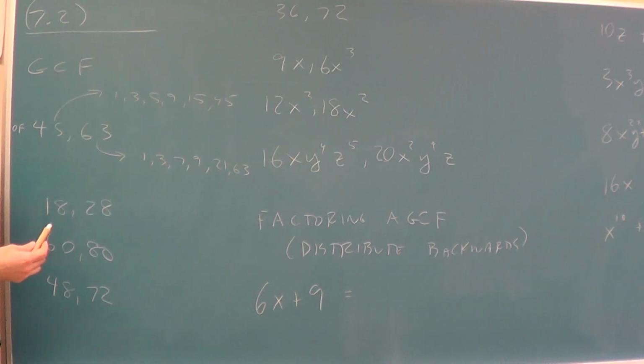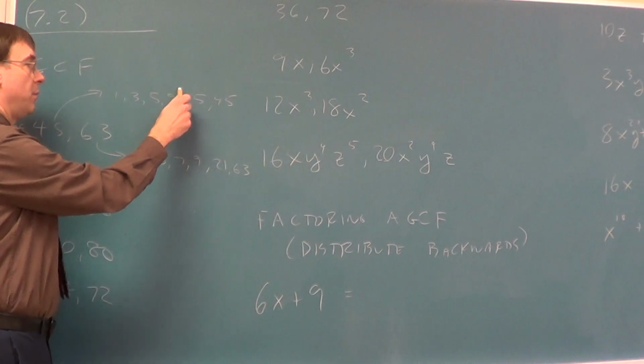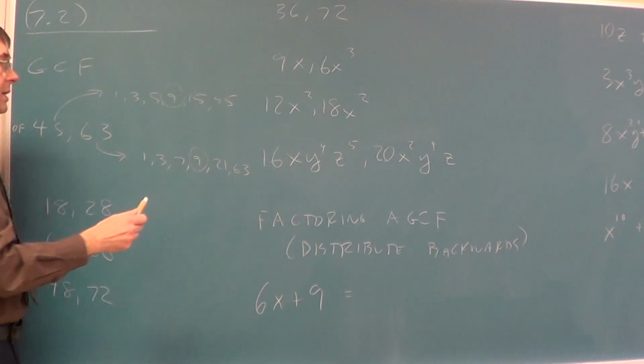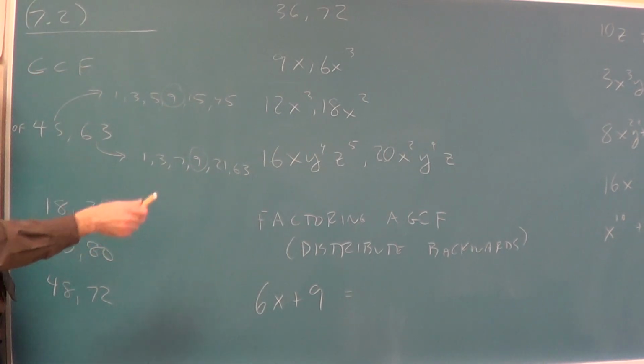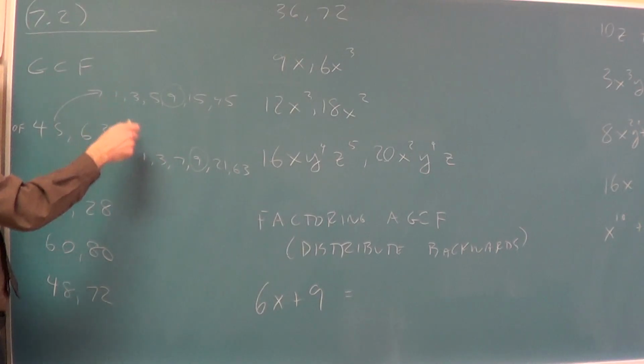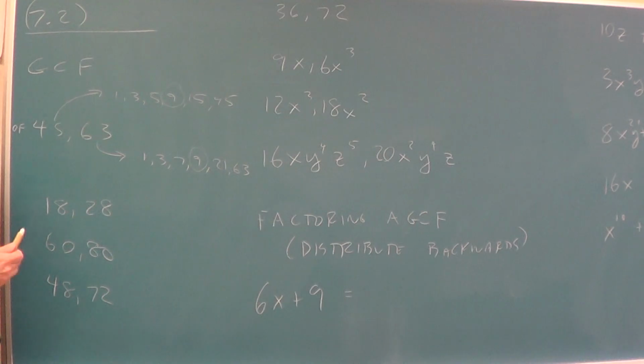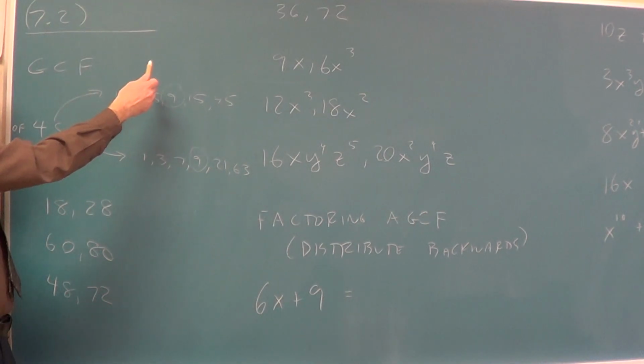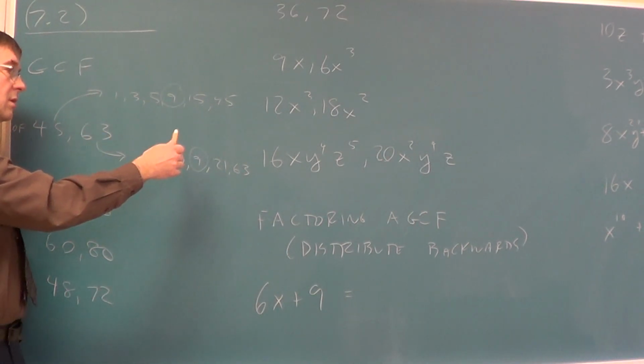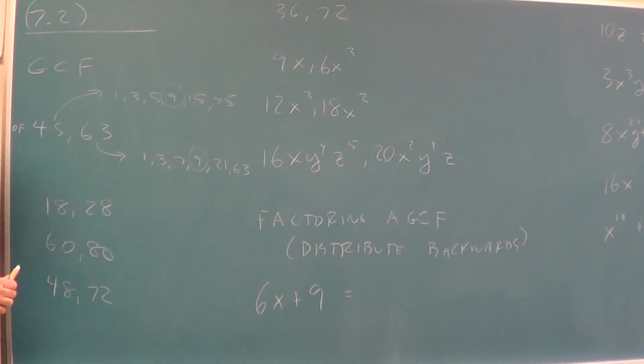So who's the greatest common factor? 9. Because 9 is in both lists, and it's the biggest one in both lists. 3 was in both lists also, so was 1, but they weren't the biggest. So 9 was the champ of that game. That's a way to do it. List all the numbers that go into the one, list all the numbers that go into the other, and just look at your lists and find the biggest one. Question about that?